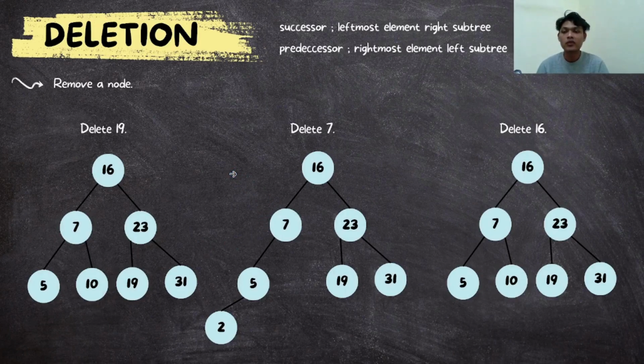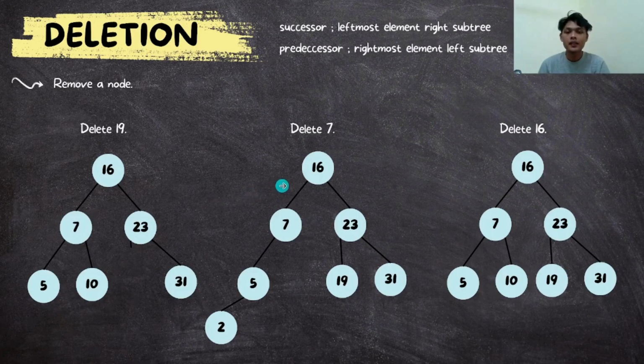So let's try to remove a node. Let's say we want to delete 19. As 19 is at the highest level in our binary tree, we can simply remove it like this. So this is our new tree after we delete 19.